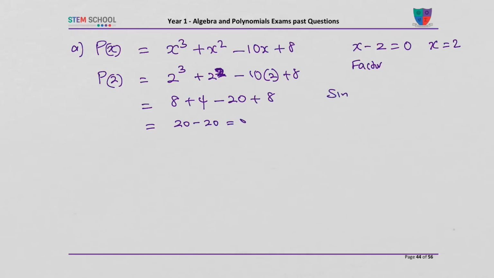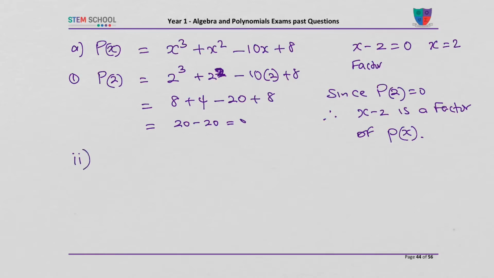Since p(2) equals 0, therefore x - 2 is a factor of p(x). So part A1 is done. Part A2 is asking us to find the other factors.